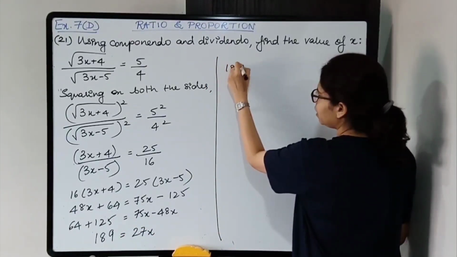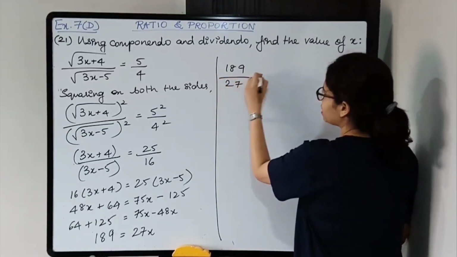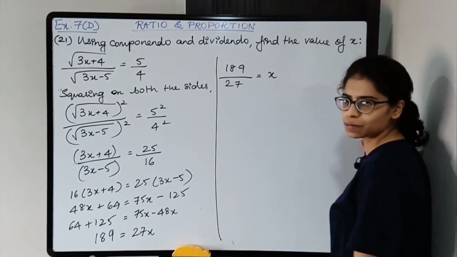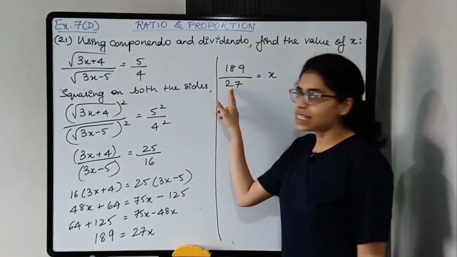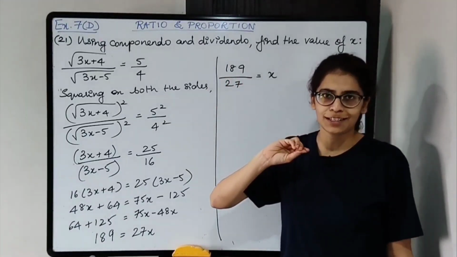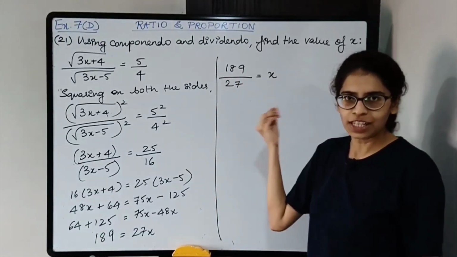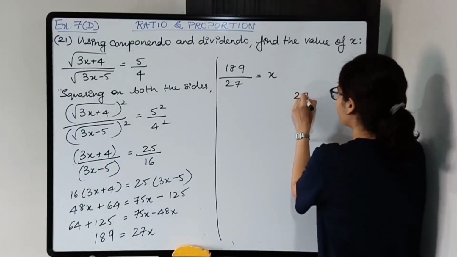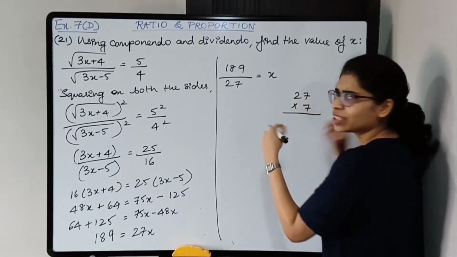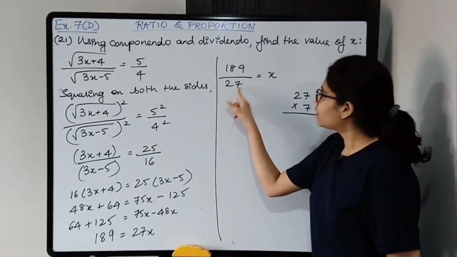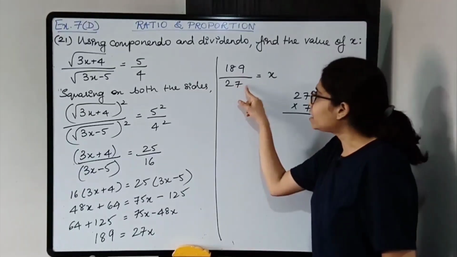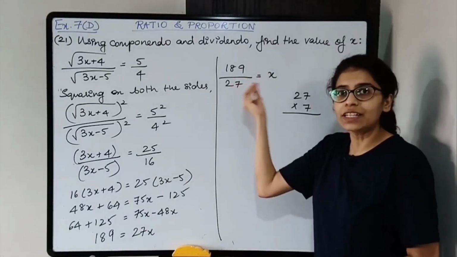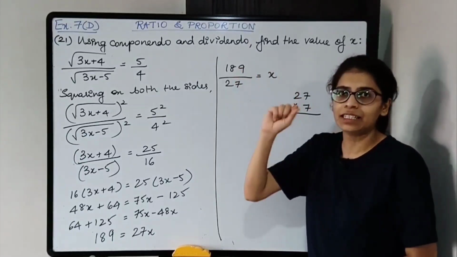So 189 divided by 27 is equal to x. So 27 into how much will give me 189? 27 into 7, we'll check that only. Always check the last digits. Here there is 7, here there is 9, so 7 into how much, in the table of 7, when will I get 9 in the end?